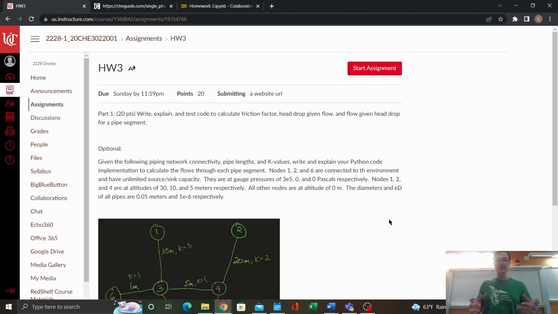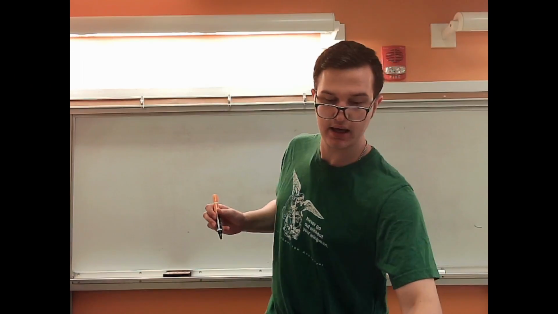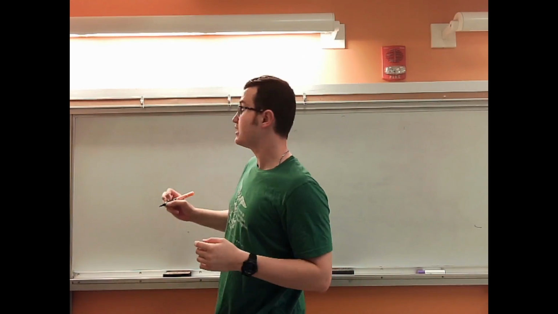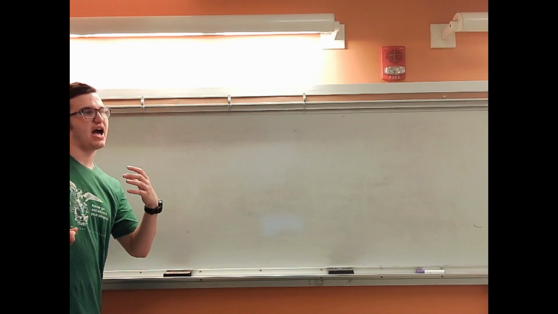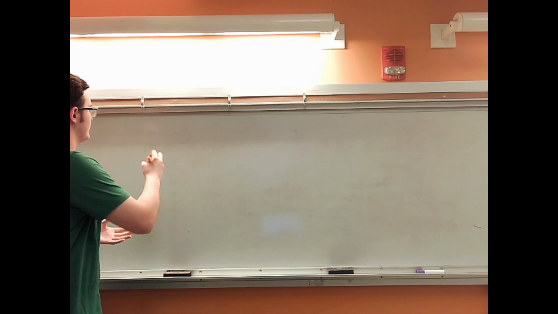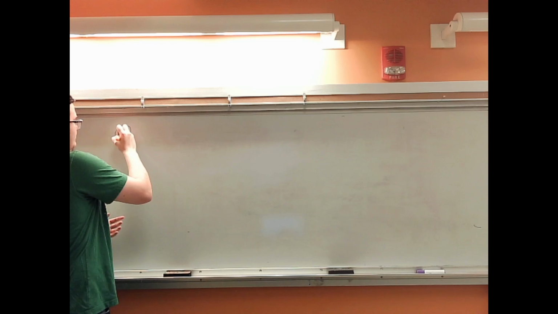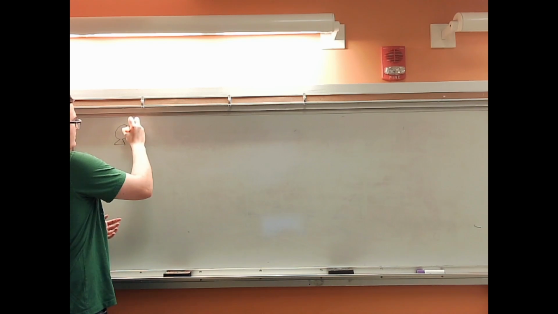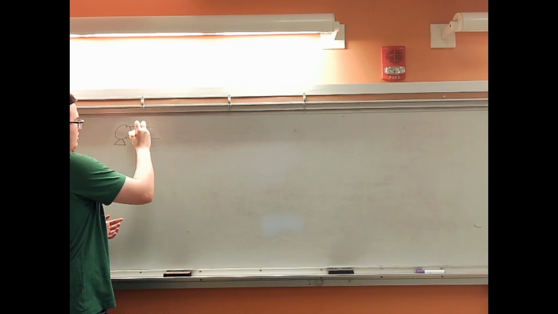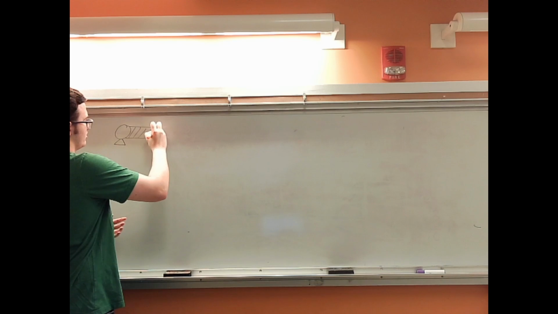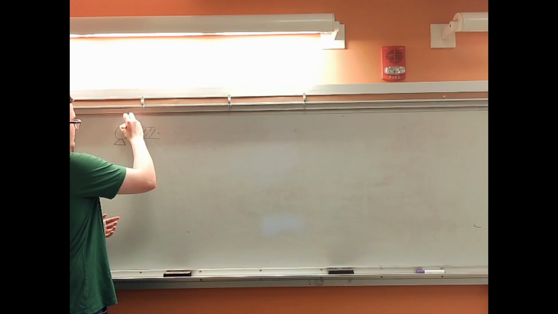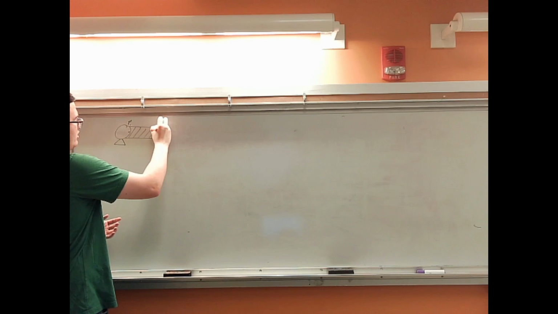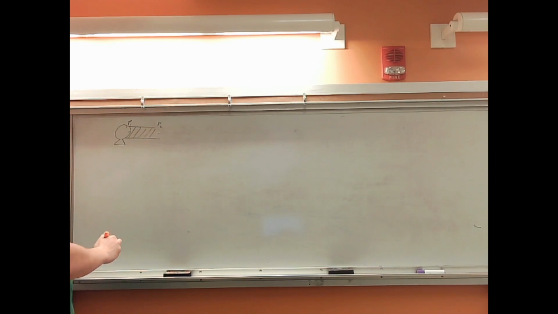So per usual, we're going to start by drawing a picture, and there are two ways that we can set this up. We can set this up such that there is a pressure difference given by a pump, so that at point 1 and point 2 there is a pressure difference, P1 and P2. That's one way to do it.